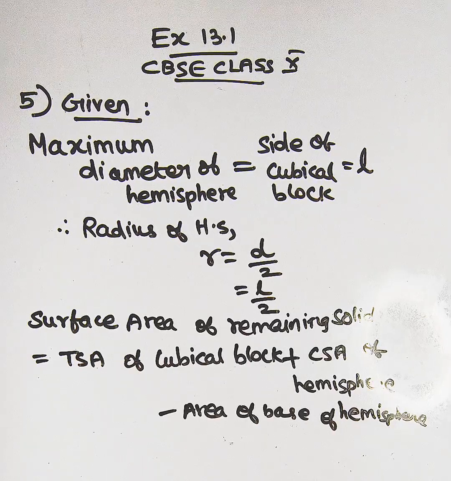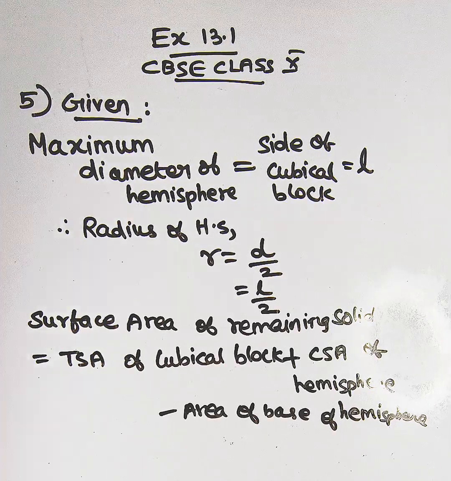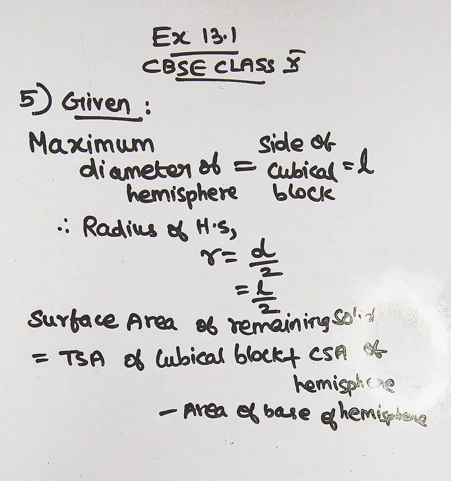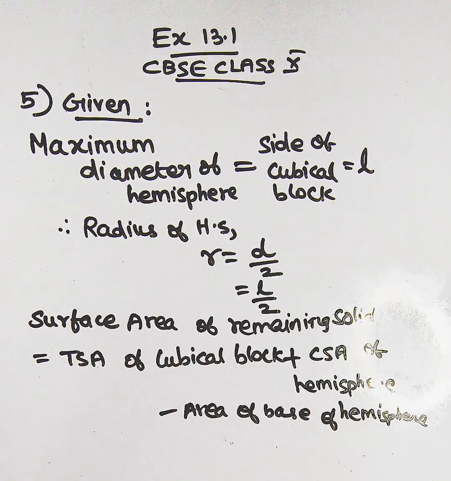Hi dears, in this video we are going to discuss exercise 13.1, question number 5. A hemispherical depression is cut out from one face of a cubical wooden block such that the diameter L of the hemisphere is equal to the edge of the cube. Determine the surface area of the remaining solid.